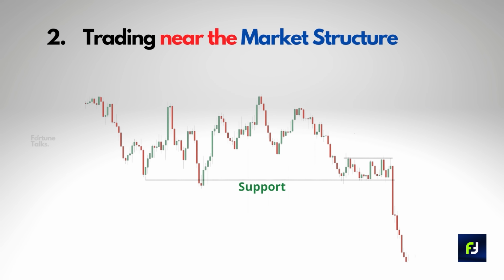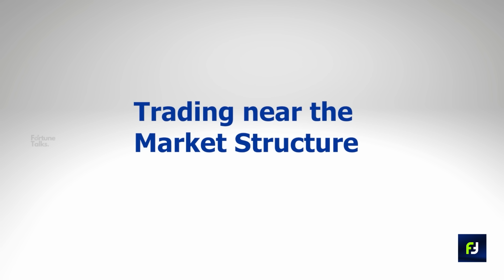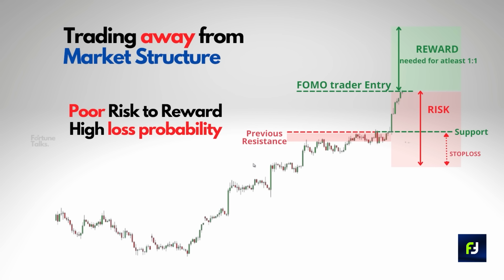So you can place similar entries and exits for a downtrend with proper modifications. Moving on to the second strategy, which is trading near the market structure or an area of value. Earlier, we discussed that when the price is very far away from the structure, it doesn't really make much sense because your stop loss is so large and you will get a very poor risk to reward. But what if you're trading the breakout when it is near the structure?